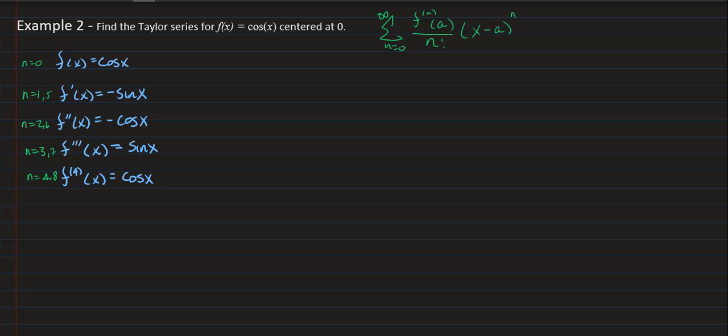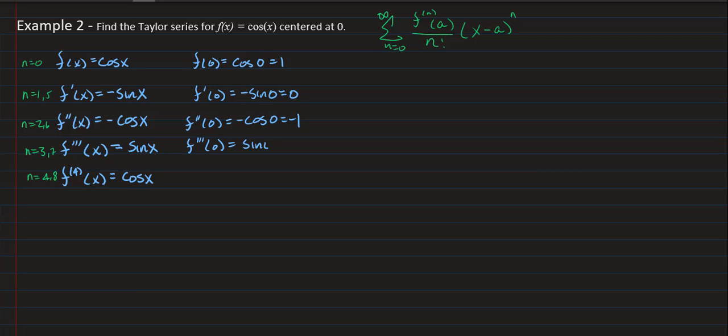Now I need to evaluate the function at 0 for each of these terms. So f of 0 is going to be cosine 0, and cosine 0 is 1. F prime of 0 is negative sine 0, and sine of 0 is 0. F double prime of 0 is going to be equal to negative cosine 0, and that's going to be equal to negative 1. F triple prime of 0 is going to be equal to sine of 0, and sine of 0 is equal to 0. And then the fourth derivative evaluated at 0 is going to get us back to cosine 0, which is equal to 1.